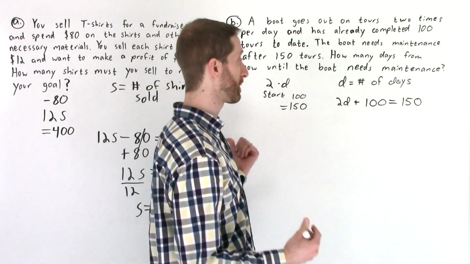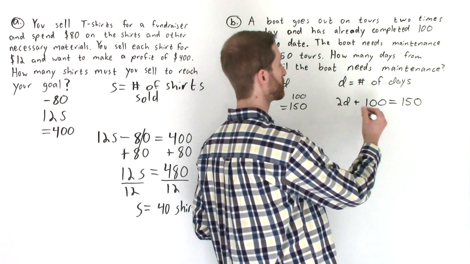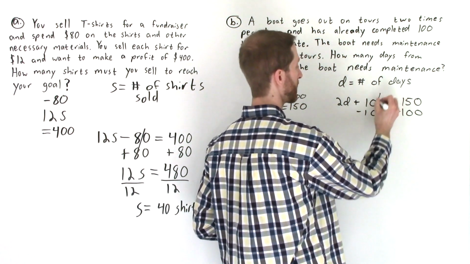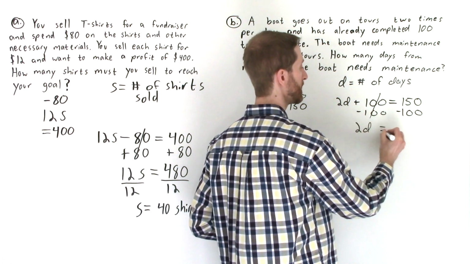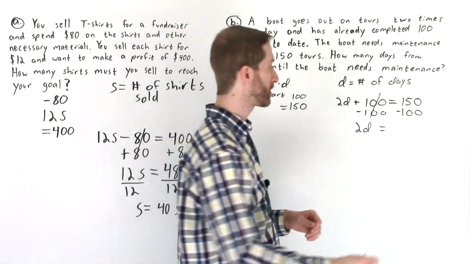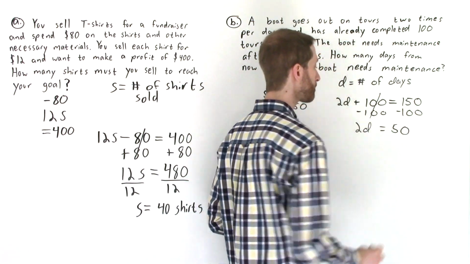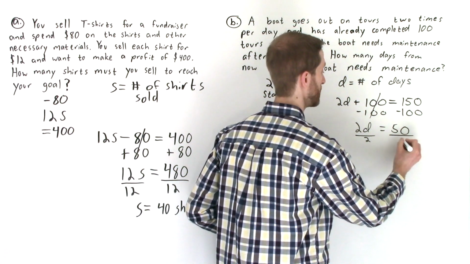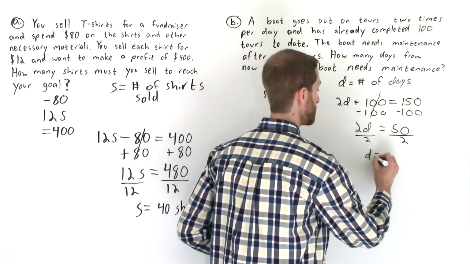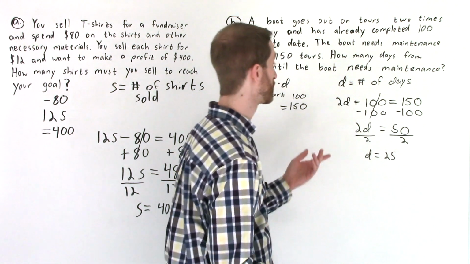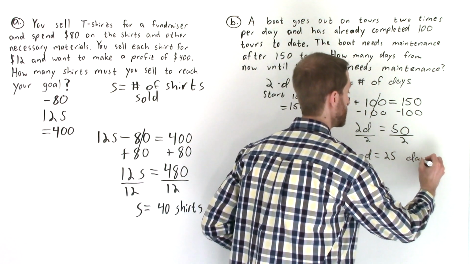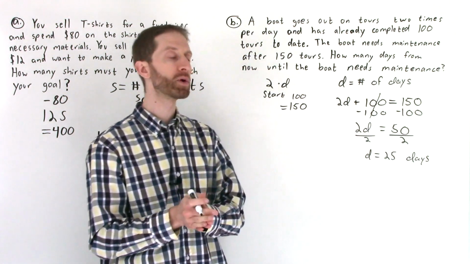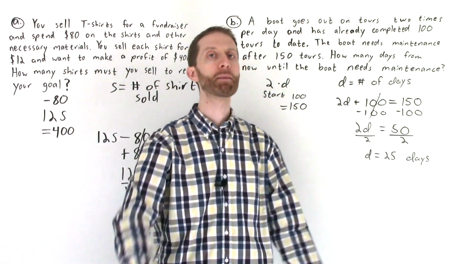We're going to solve this one in much the same way we did that one, except we'll have to subtract 100 to undo plus 100. And that cancels out here, leaving us with 2D is equal to 150 minus 100 is a 50. Divide both sides by 2 to undo multiplication by 2. And then we're left with D is equal to 25, and it's 25 days. So again, you might need to write that in a whole sentence and say, it'll be another 25 days from the current point in time until I need maintenance on my boat.